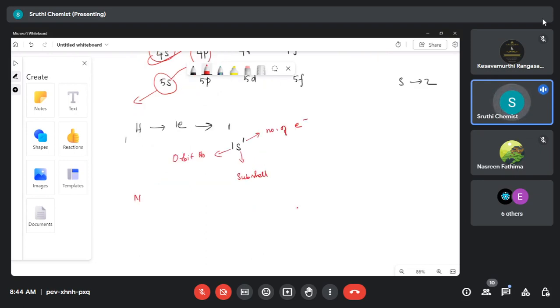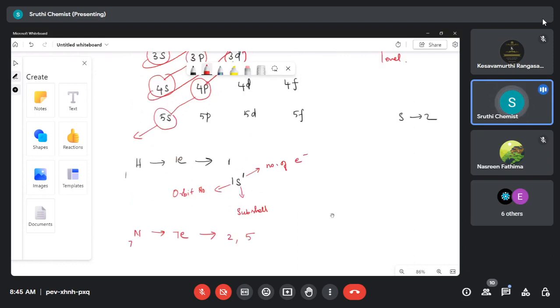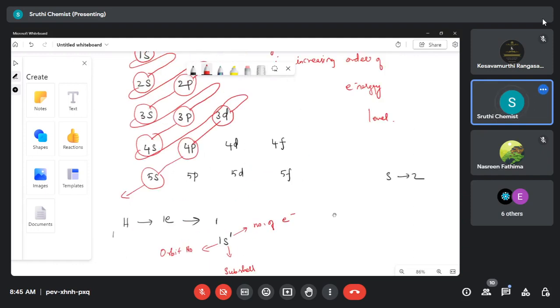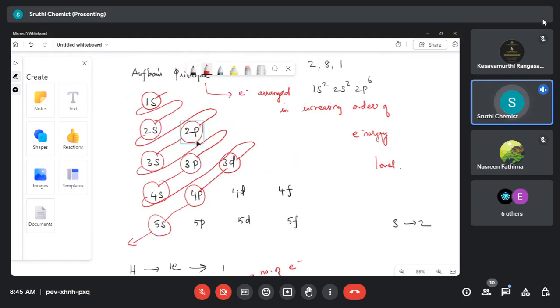Now I'll go with nitrogen. Atomic number of nitrogen is 7. There are 7 electrons. Based on the shell, we will be arranging 2, 5. Okay, now let's come to the Aufbau principle. I have to start from 1s. There are totally 7 electrons. The 1s can hold how many electrons? 2 electrons. So again, I'm moving to 2s, because we just follow the lines.